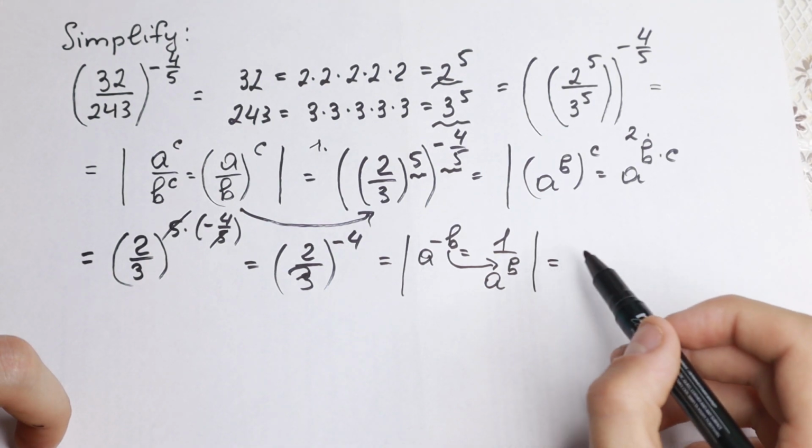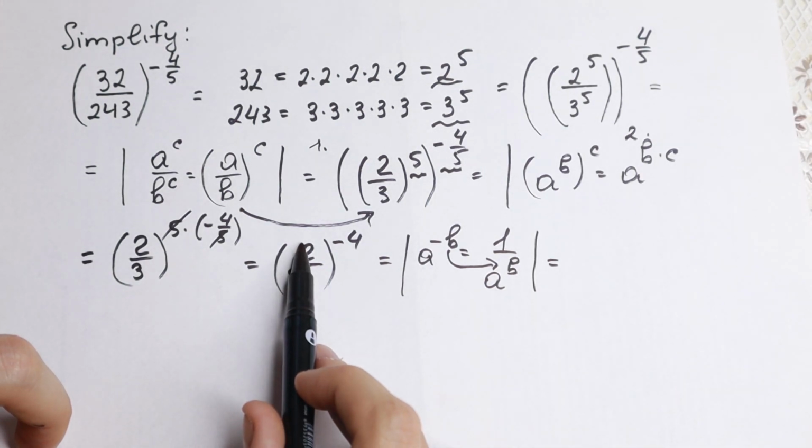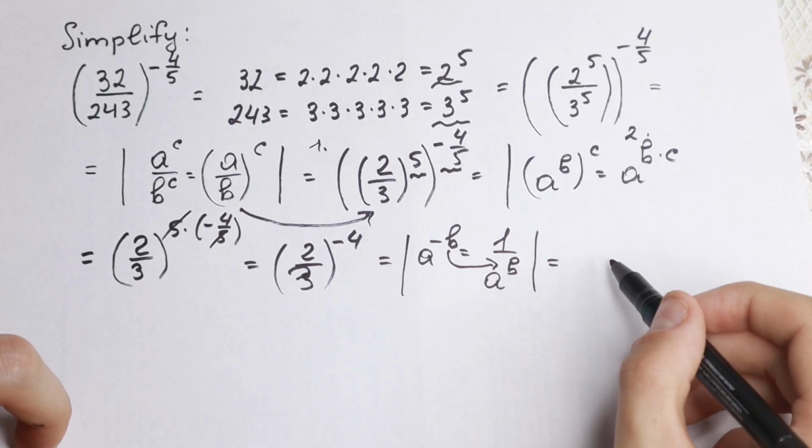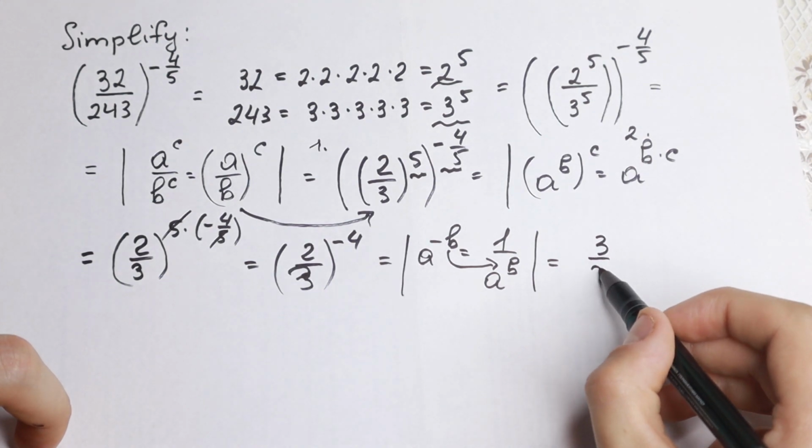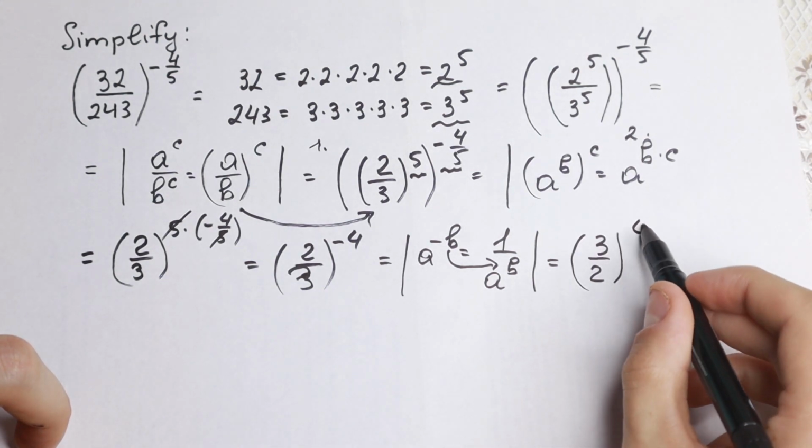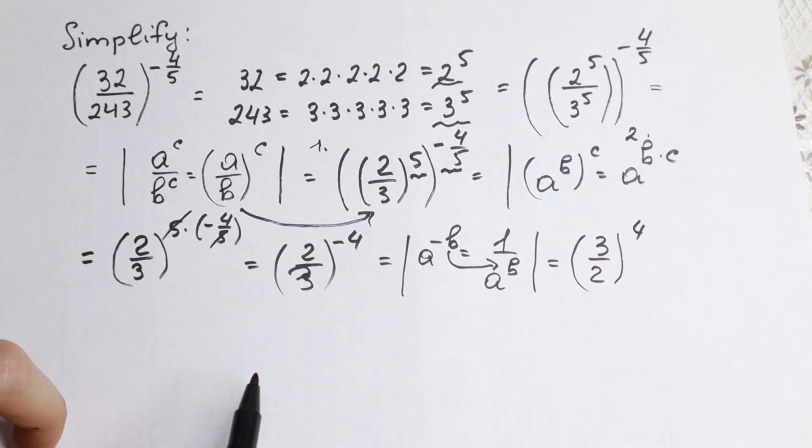So let's use this rule right here. Swapping this number right here, this right here, and we will have plus as a power. We will have 3 over 2 raised to the power 4.